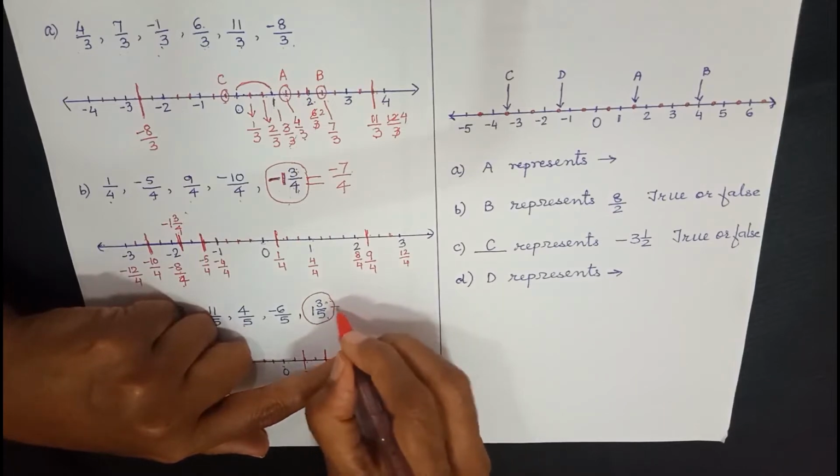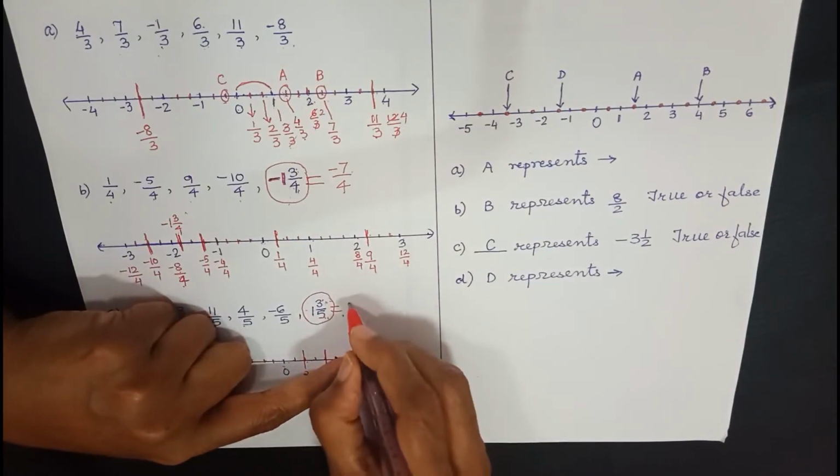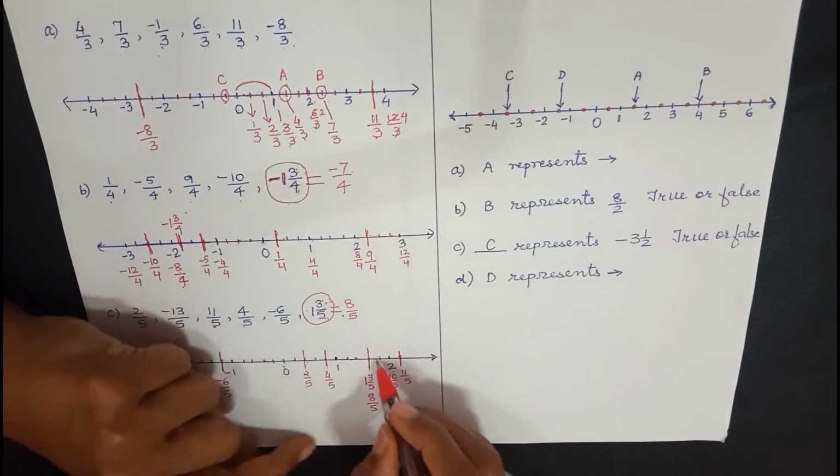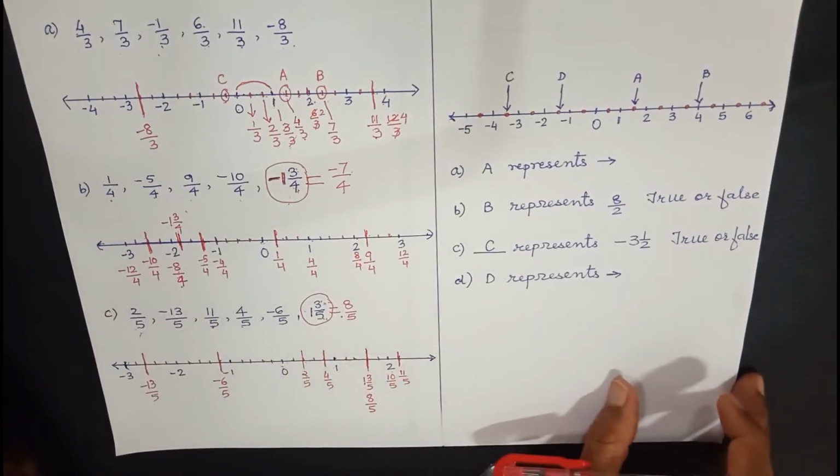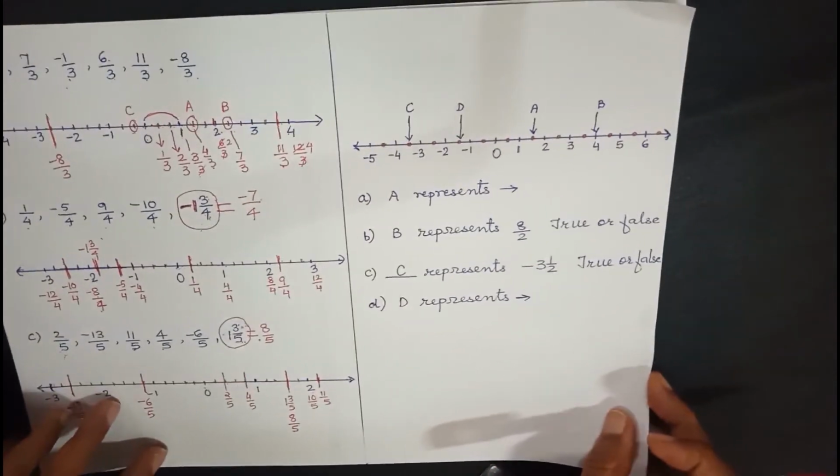Let us check whether this is 8 upon 5 or not. 1 into 5 plus 3 is 8 upon 5. So we have marked it at 8 upon 5. So you can see this is how a rational number can be represented on a number line.